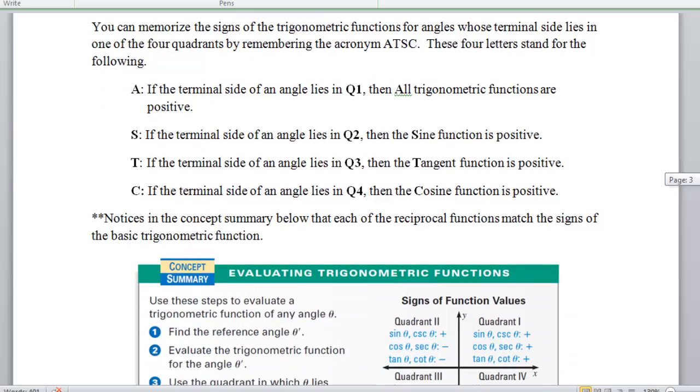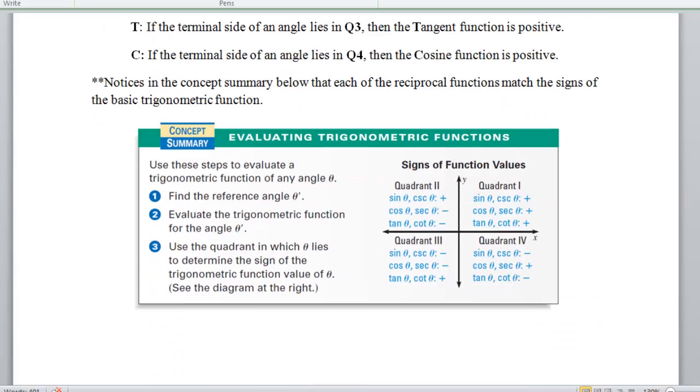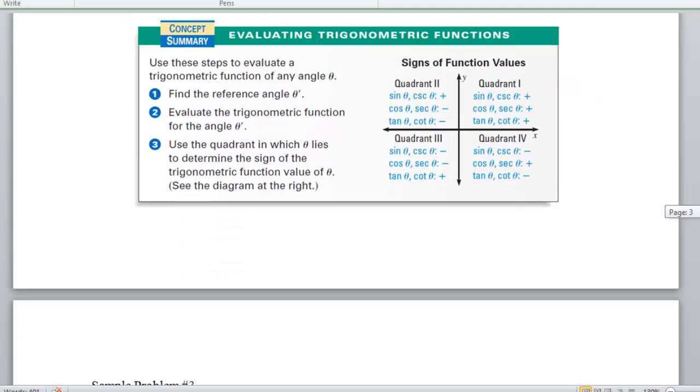Now, as you start to evaluate these trig functions in different quadrants, you will start to see that certain trig functions are positive and certain trig functions are negative depending on which quadrant they're in. We have an acronym here called ASTC to help you remember the quadrant and which trig function is positive. A for all, S for sine, T for tangent, and C for cosine. Of course, that goes 1, 2, 3, 4 as far as quadrants are concerned. This is a concept summary showing you all of that as well. So let's take a look at a couple sample problems.